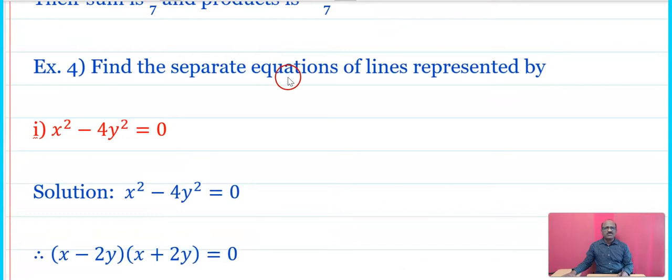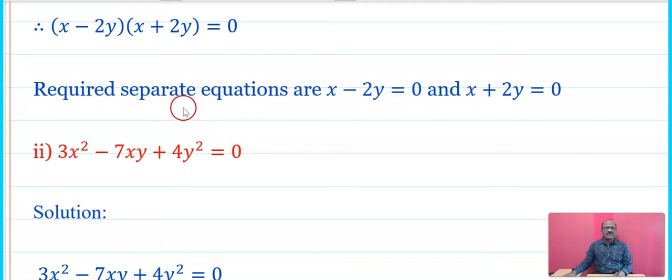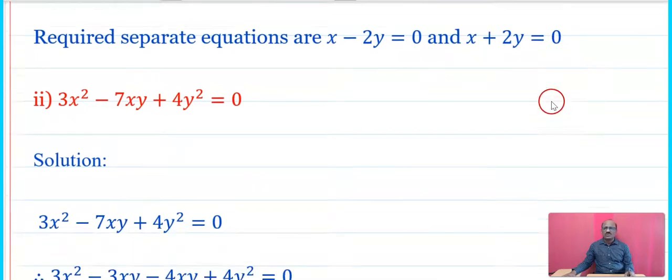Find the separate equations of the lines represented by x square minus 4y square is equal to 0. Now we can write this as x square minus 2y whole square, and then in the first bracket you will get x minus 2y, in the second bracket you will get x plus 2y is equal to 0. Therefore, the required separate equations are x minus 2y is equal to 0 and x plus 2y is equal to 0.